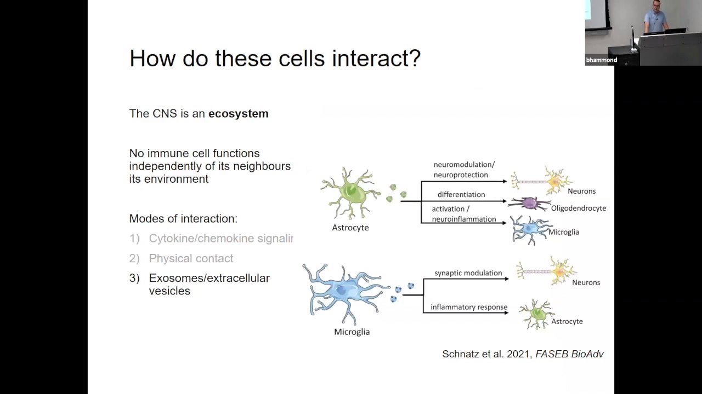I'm certainly no expert in this, but essentially the long story short is that astrocytes and microglia can both package cellular cargo into these small vesicles that they can then secrete into the environment, which can then act on their target cells throughout the CNS, whether it be neurons, oligos, microglia, or astrocytes. So again, a few different modes of communication, certainly not an exhaustive list, but these are some of the methods by which these CNS immune cells are able to interact with each other and maintain the CNS.